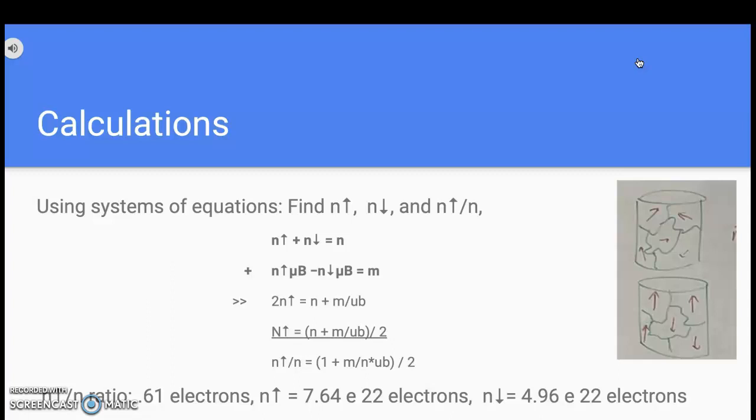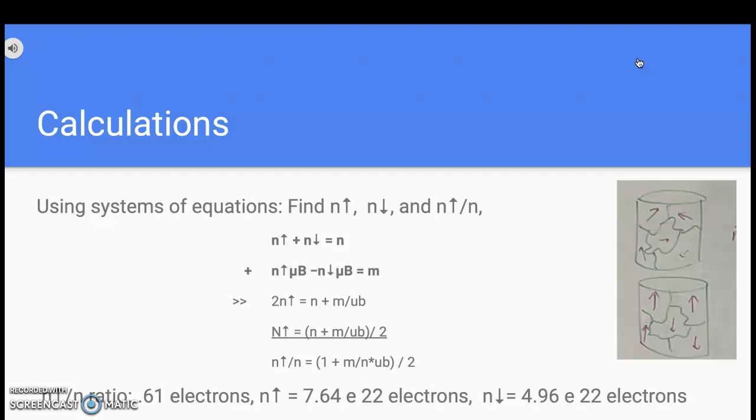Then you're going to rearrange this formula, and that's going to get you 2 N spin up equals N plus M divided by mu B. Then you're going to get N spin up equals (N plus M divided by mu B) divided by 2. And last but not least, the formula N spin up over N is equal to (1 plus M over N mu B) divided by 2. So these are the formulas that you're going to use after deriving them in order to find these ratios. Using those three formulas, you're going to find three different things.